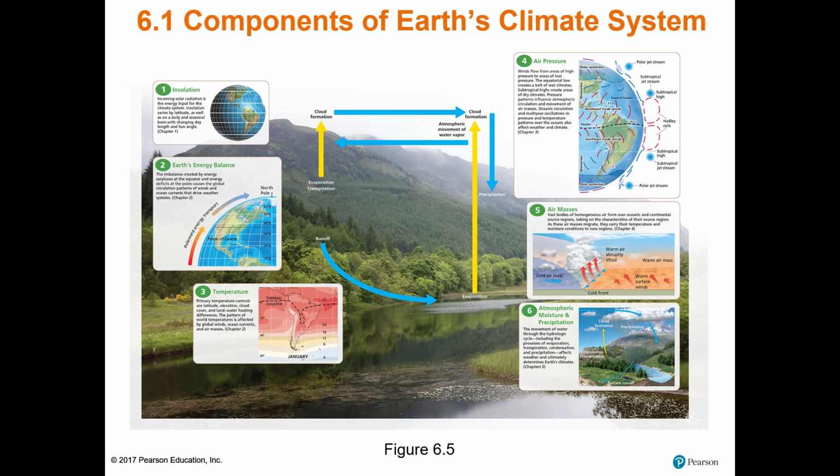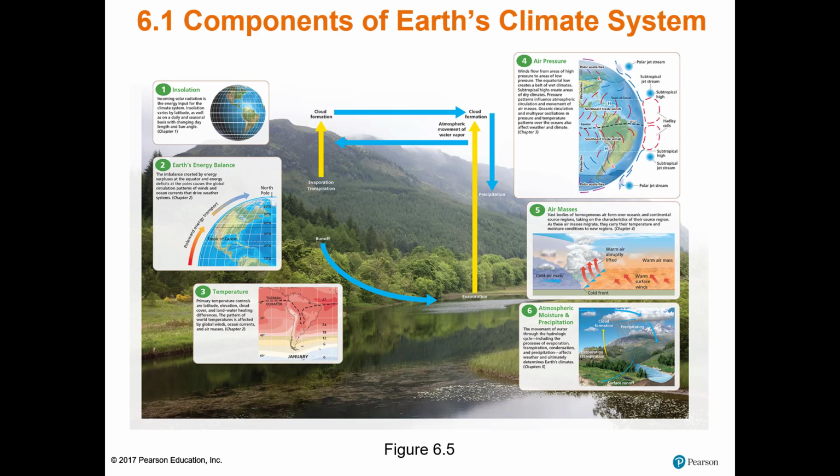And then number 2 is that energy-earth balance that I just touched upon a little bit. There is an imbalance that's created by energy surpluses. So we have more energy at the equator, and we have less energy at the North Poles. There is a circulation pattern of winds and ocean currents that moves this excess energy from the equator to the poles, and this helps regulate our planet so that we don't have the extremes that we would have without these circulation patterns.